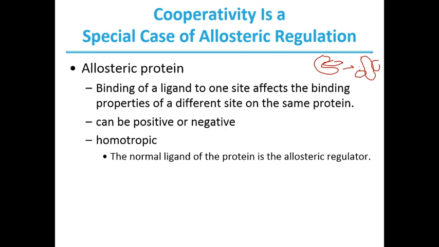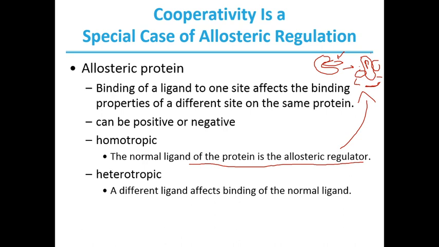Homotropic is a special case of allosteric, in which the normal ligand of the protein is the allosteric regulator. This is the case. The normal ligand binds, changes the conformation, and as a result, the protein can bind another ligand.